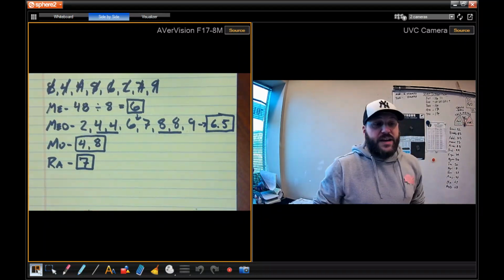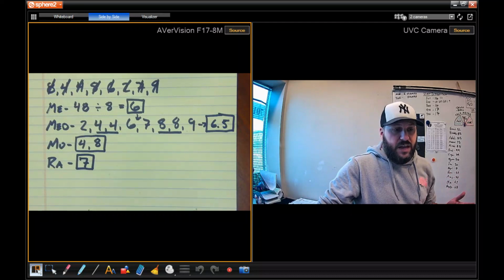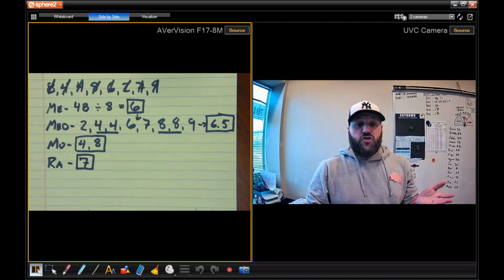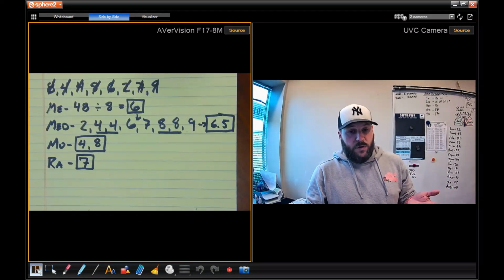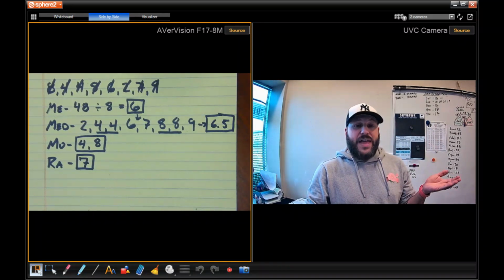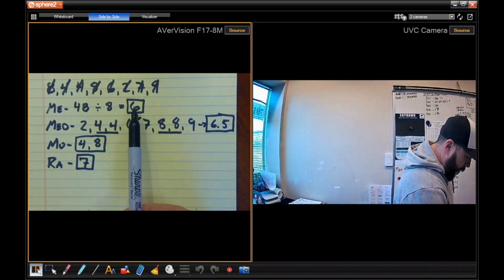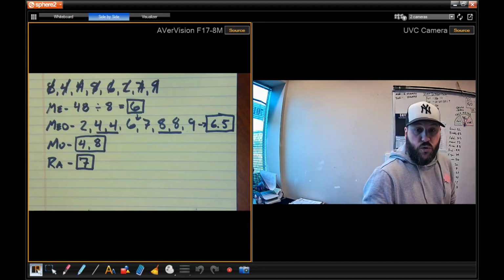So for this data set, our mean is 6. Our mode, 4 and 8. Our median, 6.5. And our range is 7. So a lot of numbers that are really similar. Now, again, if we were looking for a true average, if we were looking for which of these averages makes the most sense here, I would think that our mean average is probably a good representation of true average, right?